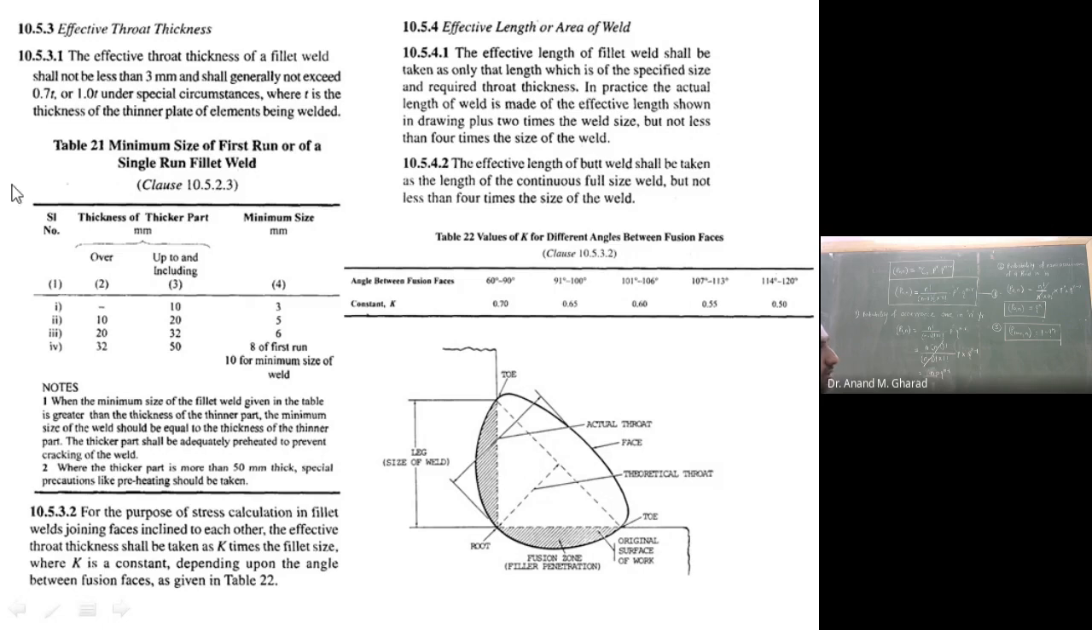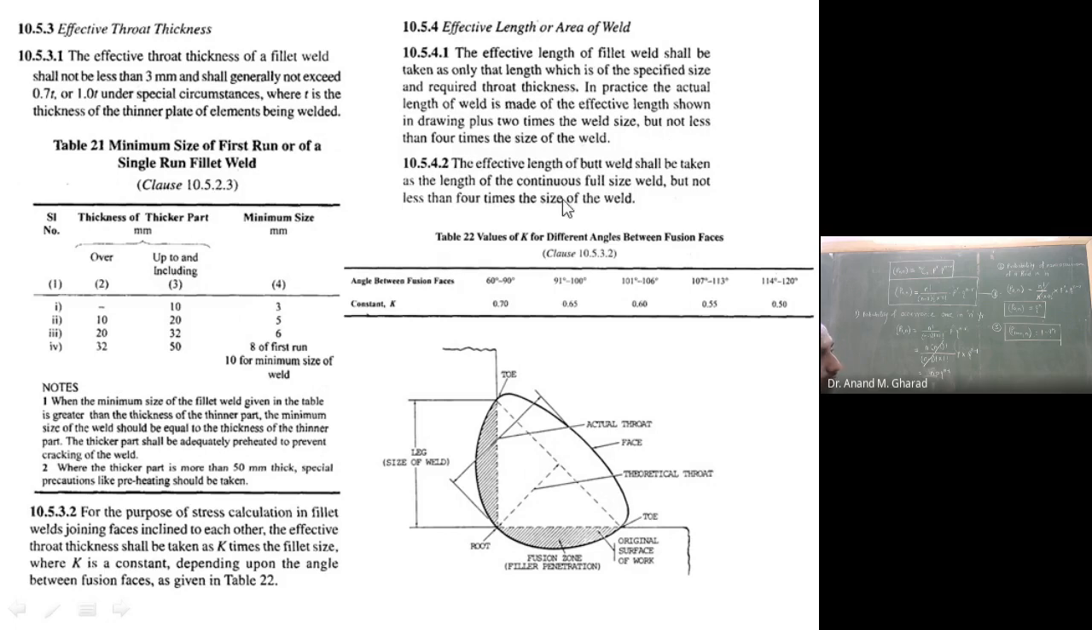This table is of our importance, which we will see when we solve one numerical. In that case, you will see the use of this table. Then we have also seen the effective length. Effective length of the fillet weld shall be taken as only that length which is of the specified size and required through thickness. In practice, the actual length of the weld is made up of the effective length shown in the drawing plus 2 times the weld size, but it should not be less than 4 times the size of the weld. So this is the minimum criterion mentioned in this.